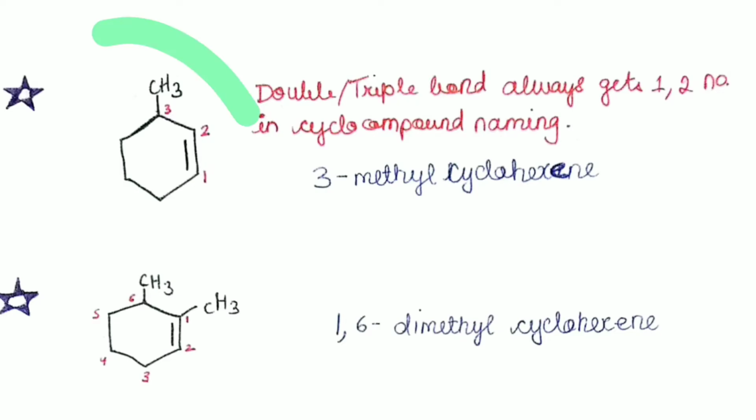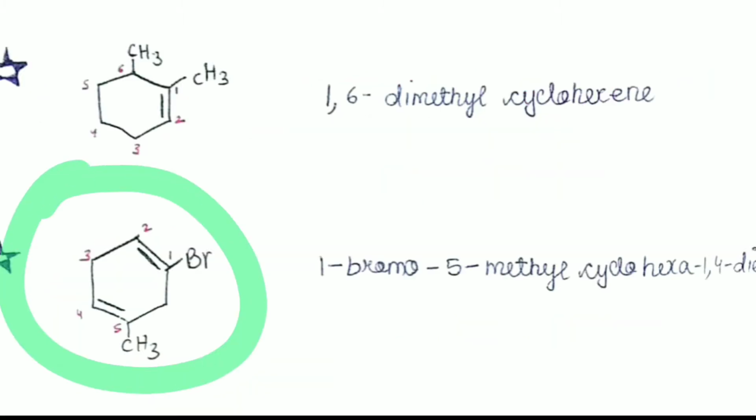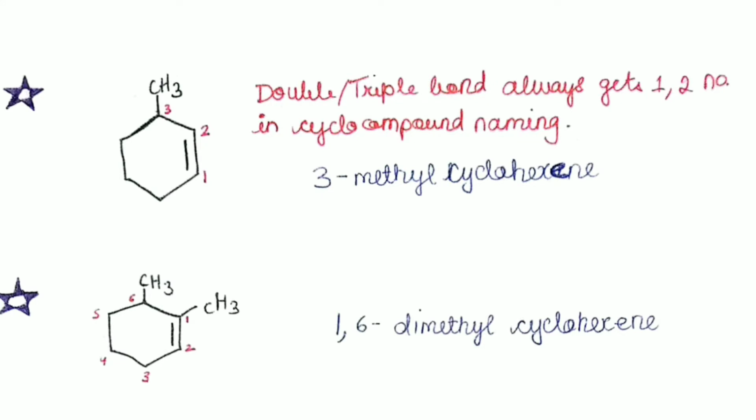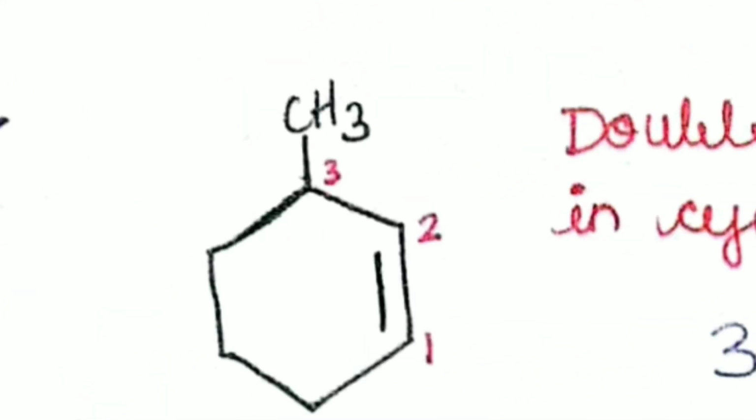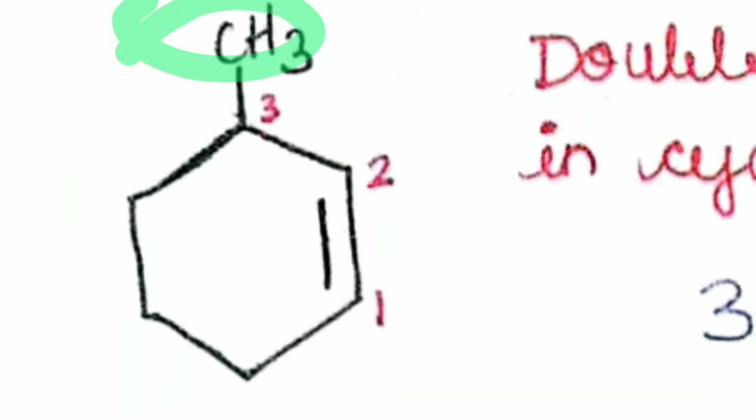So guys, these are a few questions that I had asked you to try by yourselves in the previous lecture so that we can discuss these questions in this very lecture. So let's start with the first question, guys. So what do we have here? We have a cyclohexene and we have a methyl group attached to it. This much we know via whatever we have learnt in the previous lecture.